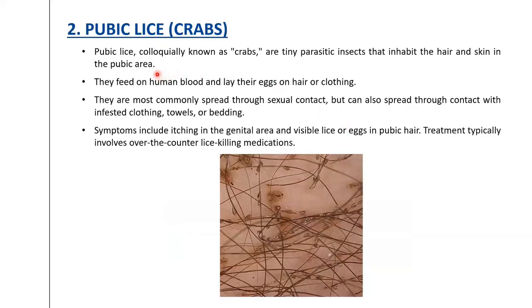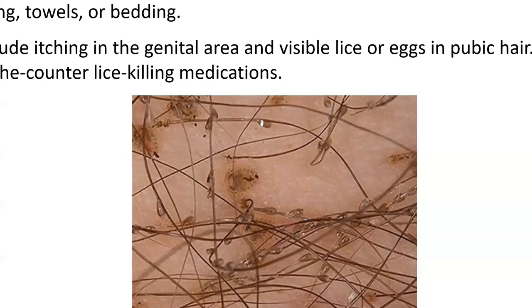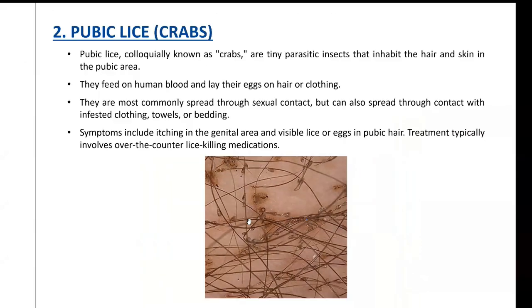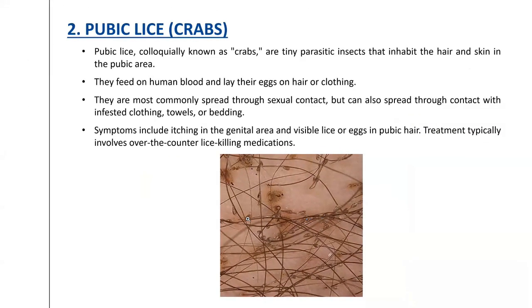Next one is pubic lice, also called crabs. They are tiny parasitic insects that inhabit hair and skin in the pubic area. They feed on human blood and lay eggs in the hair and clothing. If I zoom in, these are tiny lice and these are pubic hair. As you can see, they can be visible by naked eye. So this is one of the infestations.